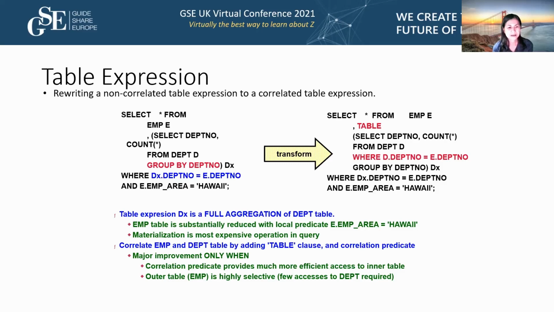We can correlate the employee table and department table by doing the following. We can add the TABLE clause and add another correlation predicate. In this case, the query is transformed from a non-correlated table expression to a correlated table expression. The new transformation will have a major improvement when the correlation predicate provides much more efficient access to the inner table, and the outer table employee is highly selective, which means fewer accesses to department are required.